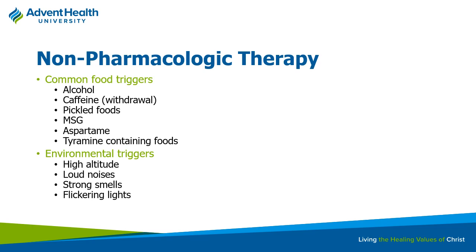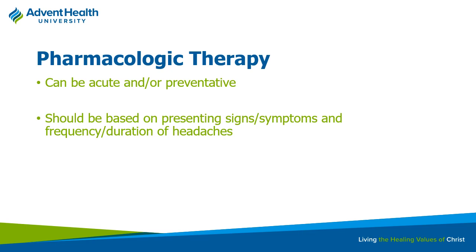The other things, high altitude, strong smells, flickering lights, any of those things could be potential triggers here. And it's good to know what those are, so that the patient can hopefully avoid them if possible. As I mentioned, the pharmacologic therapy can either be acute or preventative, so it's good to know which ones fall into which categories. And it should be based on how they're presenting, signs and symptoms, the frequency, duration, etc.